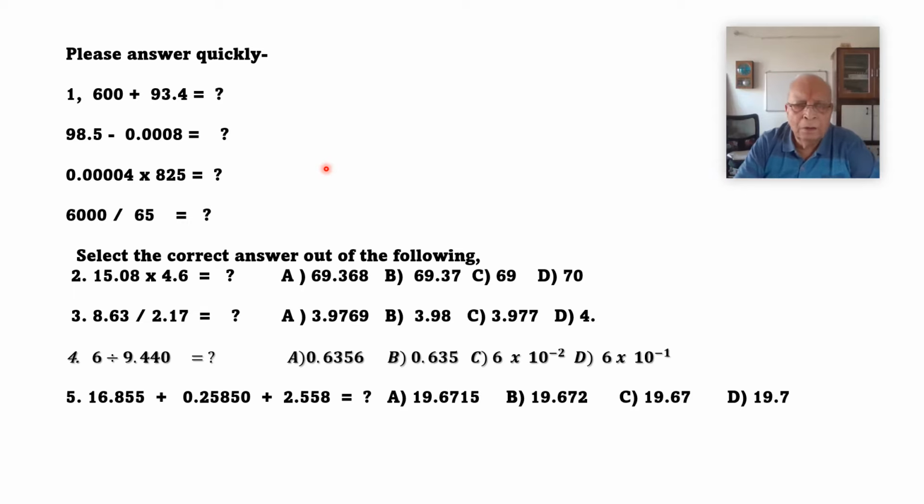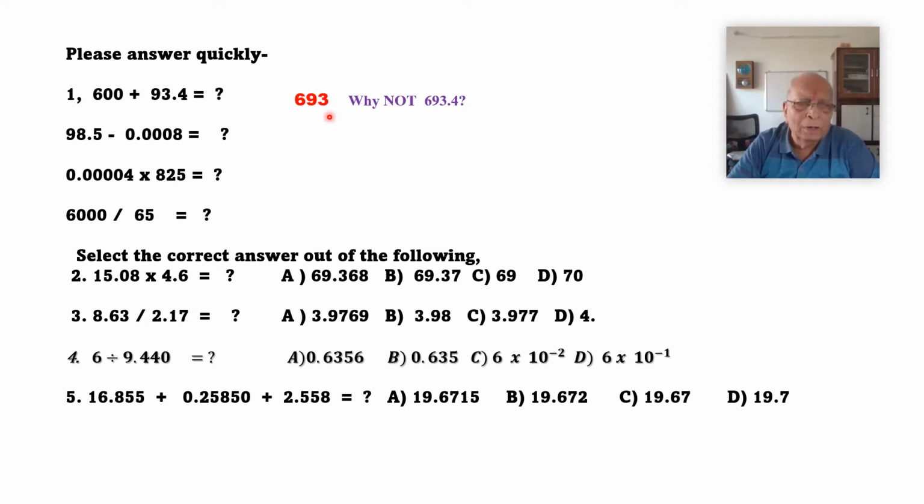Okay, it's not a lengthy question. You can get it fastly or quickly. So, answer to the first question is 693. You can simply add it up and find out that 693.4. But the correct answer which you should give is 693.